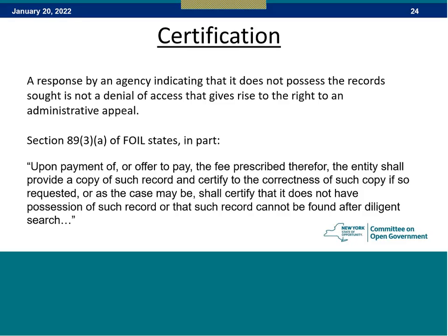The second circumstance that allows an individual to request a certification is when the agency says, we don't have what you're looking for, or we can't find what you're looking for after a diligent search. An applicant can request a certification to that effect. So the agency would certify that it does not have possession of the record, or that the record cannot be found after a diligent search.